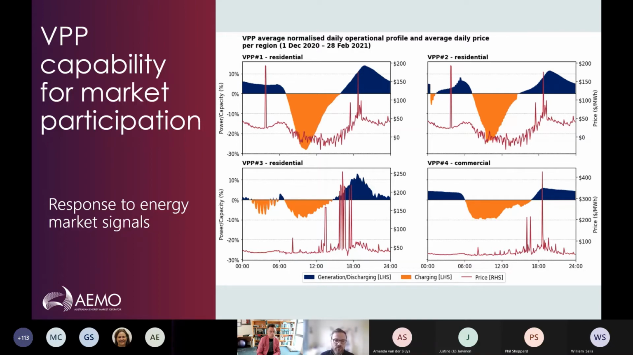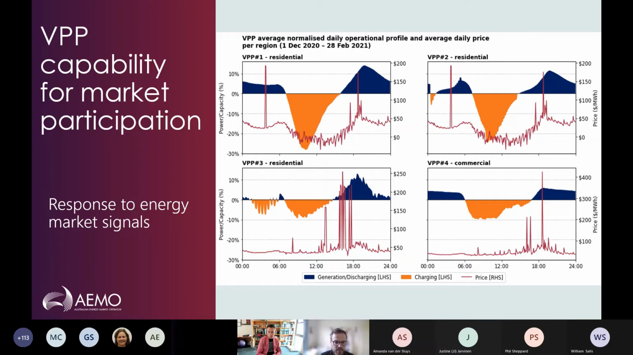Now, what you'd find if we showed responses to individual price events, what we've observed and what we've learned, is that some VPPs do respond to individual energy price spikes that occur over, let's say, 500 or 1,000 bucks a megawatt hour or even greater. But that's not consistent across all VPPs.